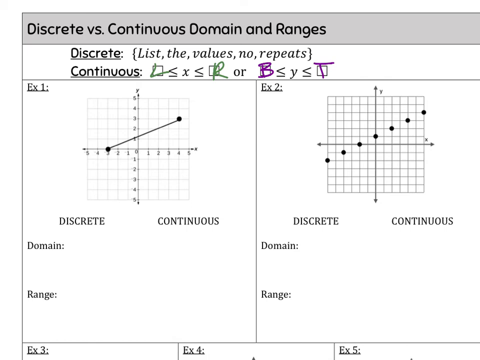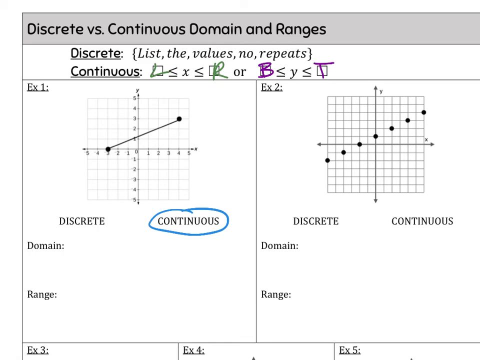Okay, we're going to do this first example and the second example together, and then I'm going to let you finish this on your own. Example 1, is that discrete or continuous? Continuous. Is it disconnected or connected? Connected. So it's continuous. That means that we're going to use those inequalities because we have to change our domain and range based on what we're given.